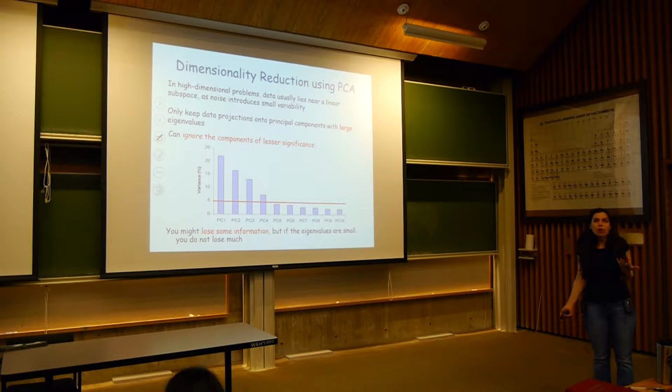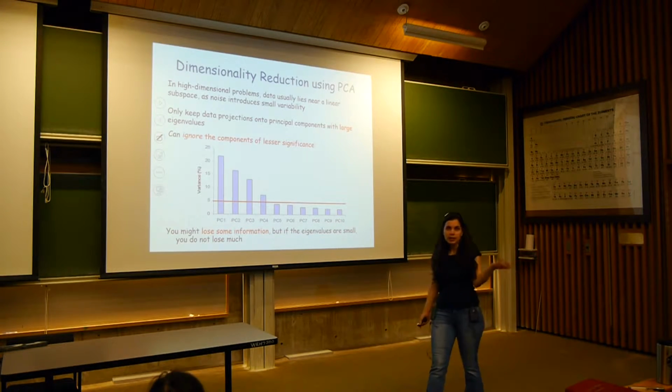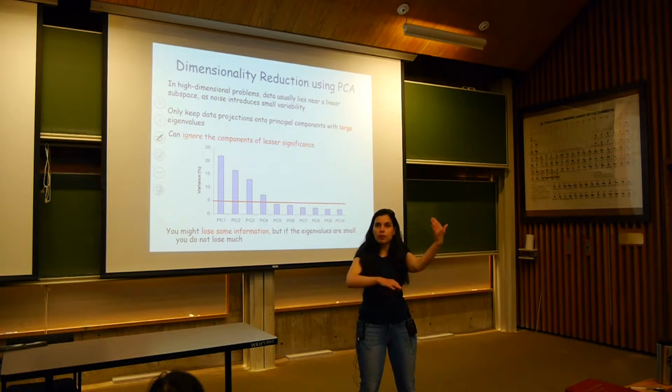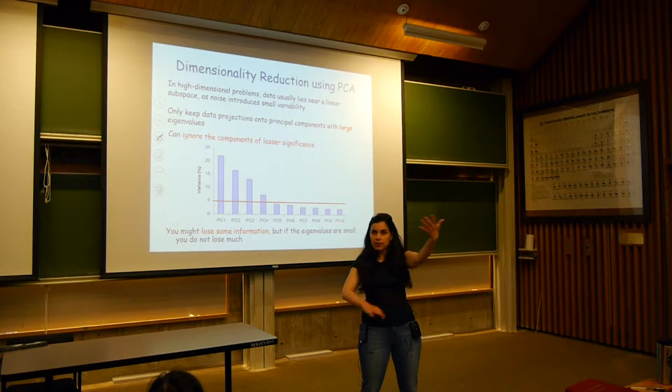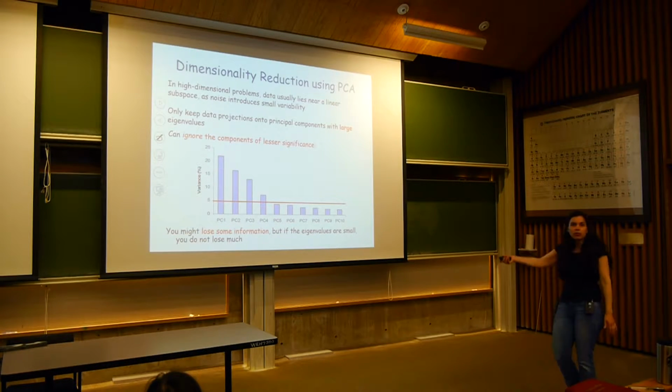Because the eigenvalues exactly capture the variability of the data in a certain direction, if we ignore the eigenvectors with very small eigenvalues of the sample covariance matrix, we're going to lose some information, but the loss will be really small. This is what people commonly do: they put a threshold, and they threshold all the eigenvalues that are below a certain value.